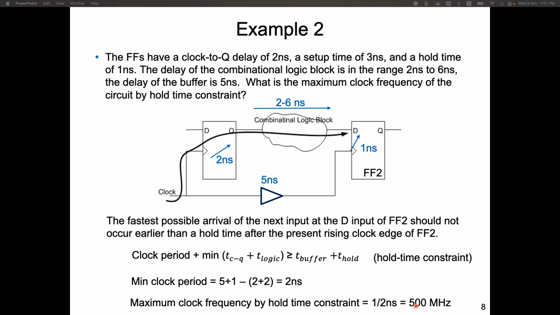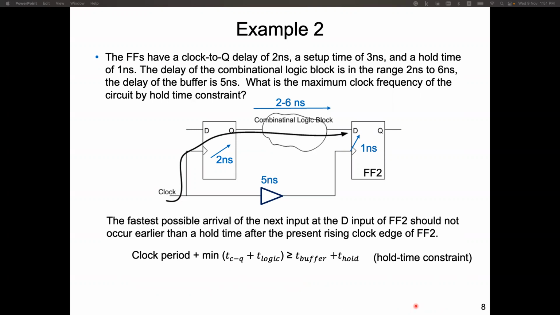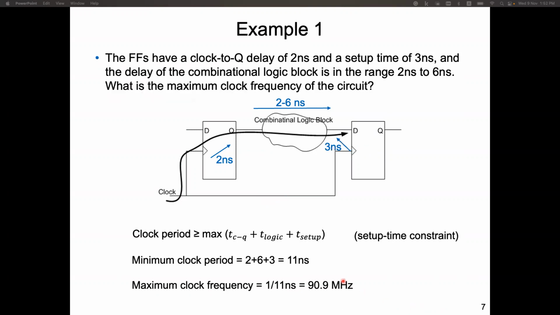Now you have two constraints. This says the maximum should be less than 500 megahertz. The other constraint, the earlier constraint, says it should not exceed 90.9. Of course, this is the actual constraint. Right? You need to fulfill both constraints at the same time, but now one is more relaxed, the other is more stringent. This is more stringent. Okay.